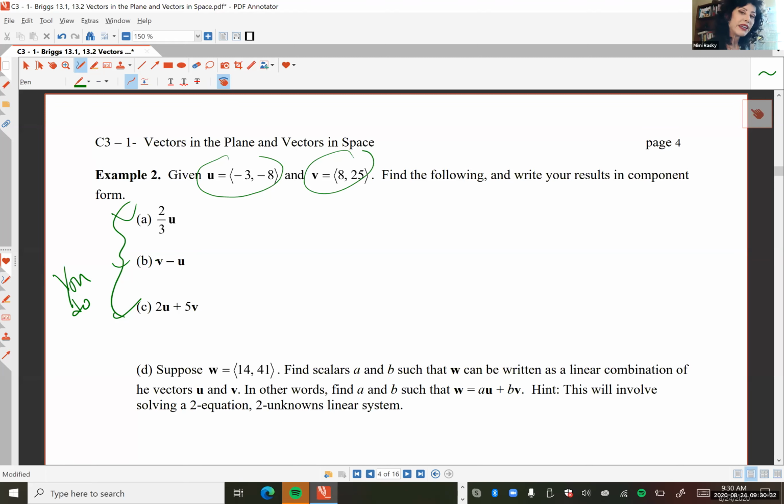I'll give you one hint. Just like PEMDAS in an algebra class, you want to do the scalar multiplication before you do any addition or subtraction, because in the hierarchy of order of operations, that should come first. So you don't have to draw any pictures here at all, which is kind of good.